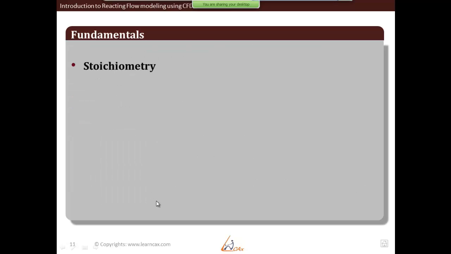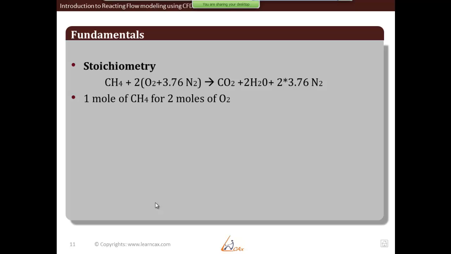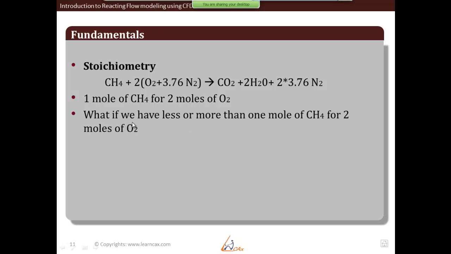So let us come and discuss some very familiar term which is called stoichiometry. Stoichiometry is basically an idealized reaction mechanism that can be followed, which means that if we have a combustion of CH4 with air, usually a stoichiometric balanced reaction requires 1 mole of CH4 for 2 moles of O2. This is a stoichiometric reaction, and if we have less or more moles of CH4 for 2 moles of O2, it deviates from the stoichiometric balance of the reaction.